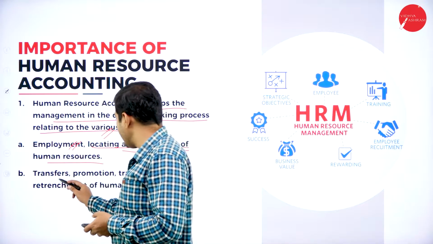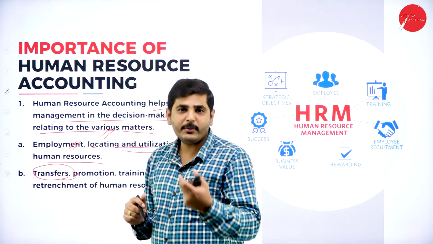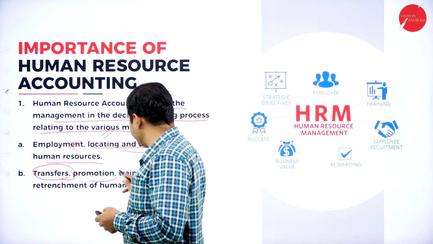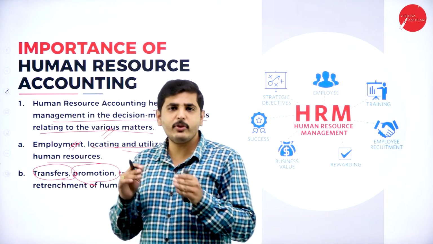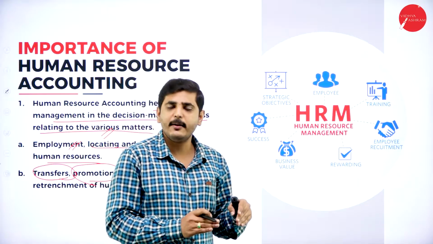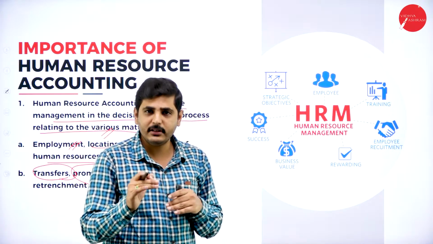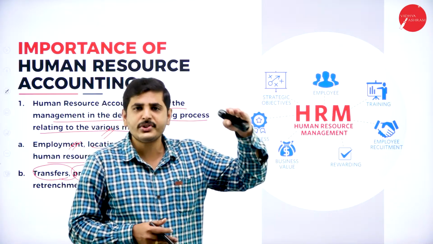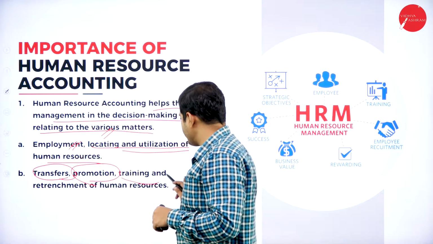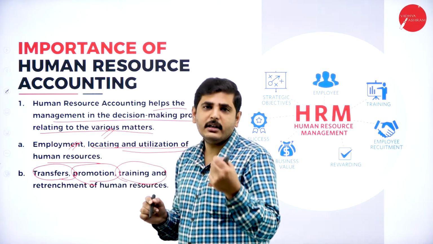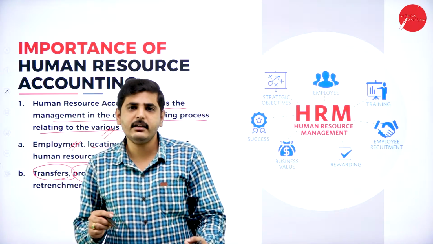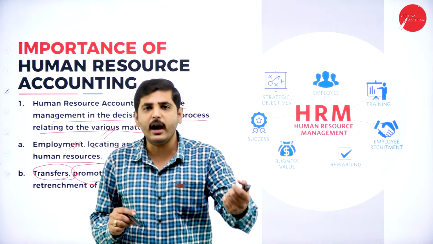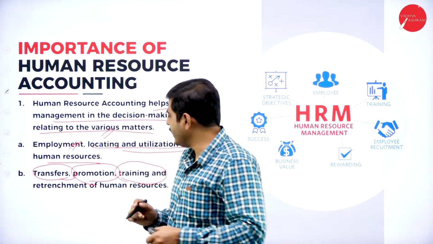Next one, transfer. We have to transfer the human resource information to the higher authority to take decisions. Next one, promotion. We have to transfer human resource from one place to another place. Promotion means transferring one person to another place with a higher grade and more salary. Next one, training. We have to provide enough training. For example, sometimes we have to train the existing human resource, but sometimes we have to hire new employees and provide the training.